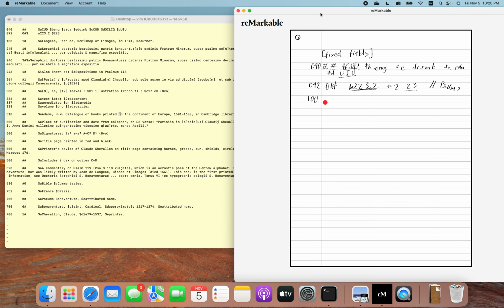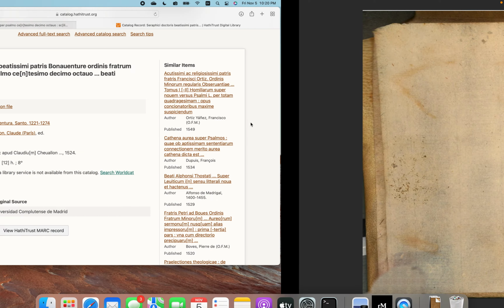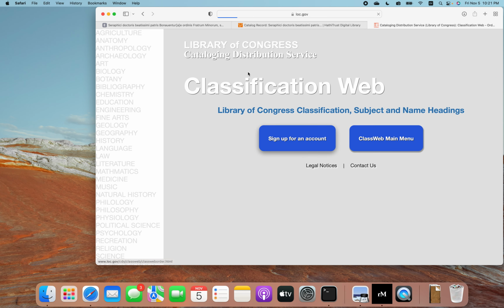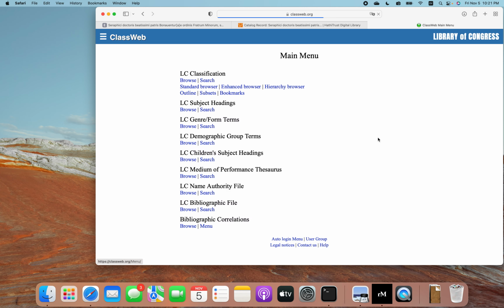So we use a 100, and then we use a first indicator of 1 to indicate that this is controlled. This is coming from Library of Congress name authority. And I think it's actually important to show what this looks like. There's this website, and it's called ClassWeb. And a good cataloger is going to have this pretty much open all the time. I just have to go to the main menu. There's this menu, you go to LC name authority, and we're going to search.